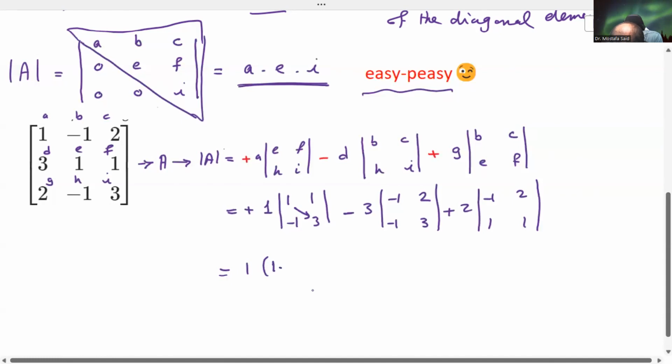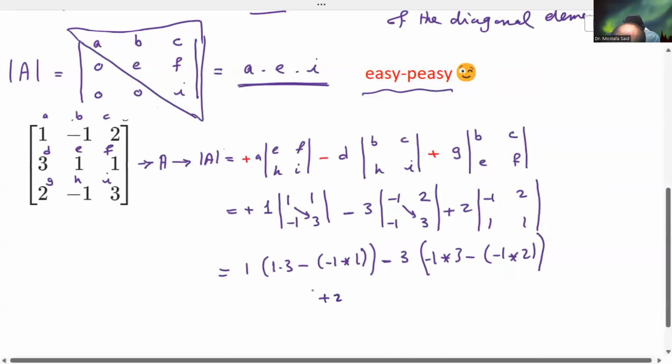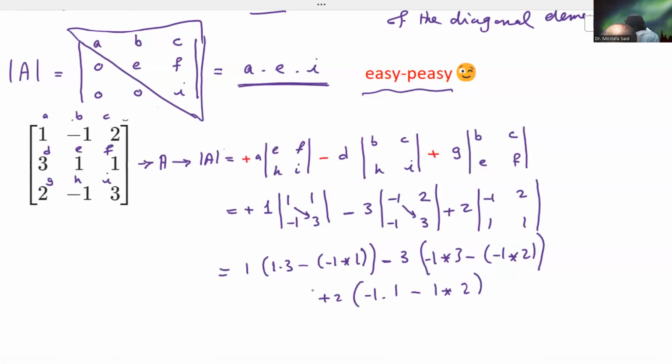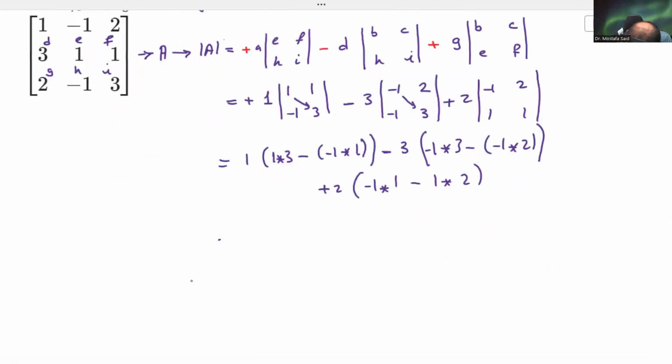So equal to 1 multiplied by 3, then minus 1 multiplied by 1, minus 3. Then you have minus 1 multiplied by 3, then minus 1 multiplied by 2, then plus 2 times minus 1 multiplied by 1, minus 1 multiplied by 2. Sometimes I put the dot, and sometimes whatever you like. Asterisk is much better, so as not to confuse with decimals. So let's continue here with the calculations.